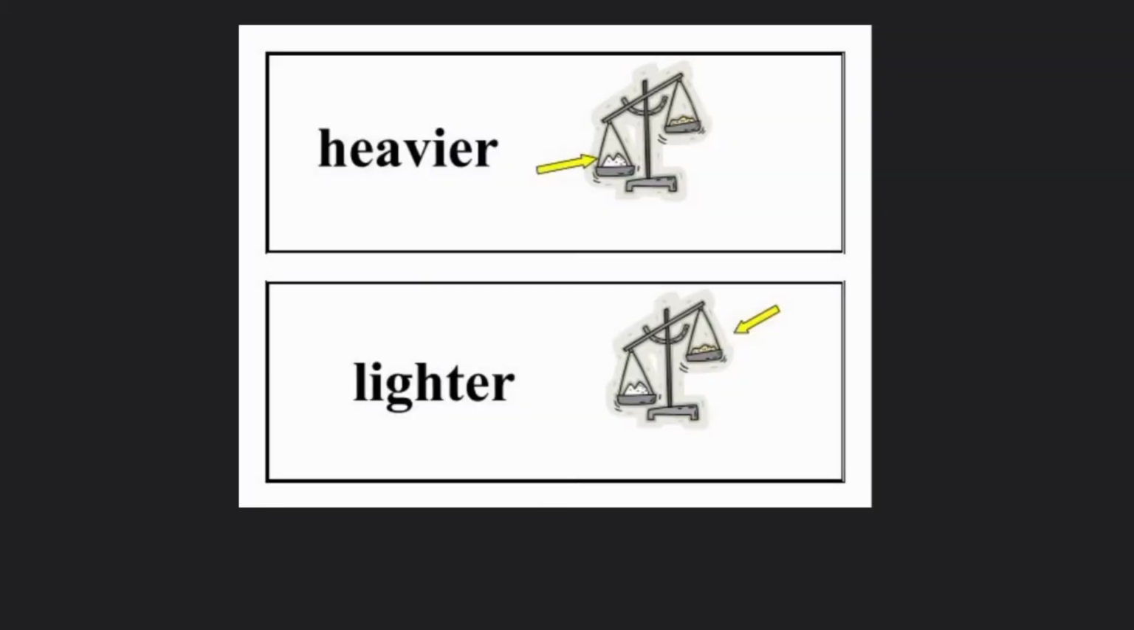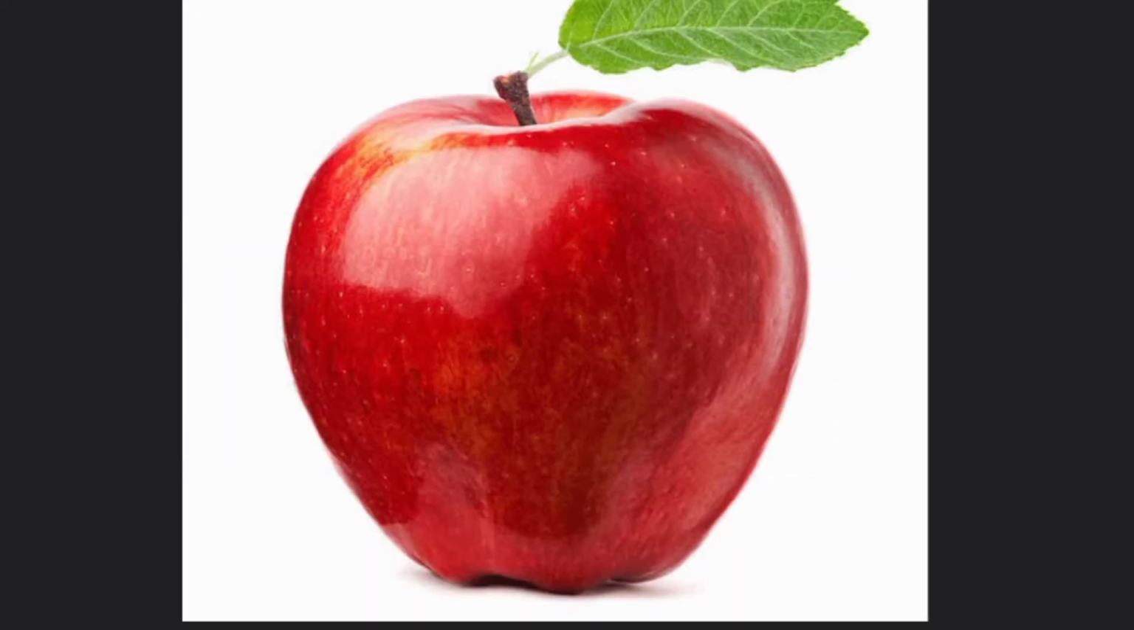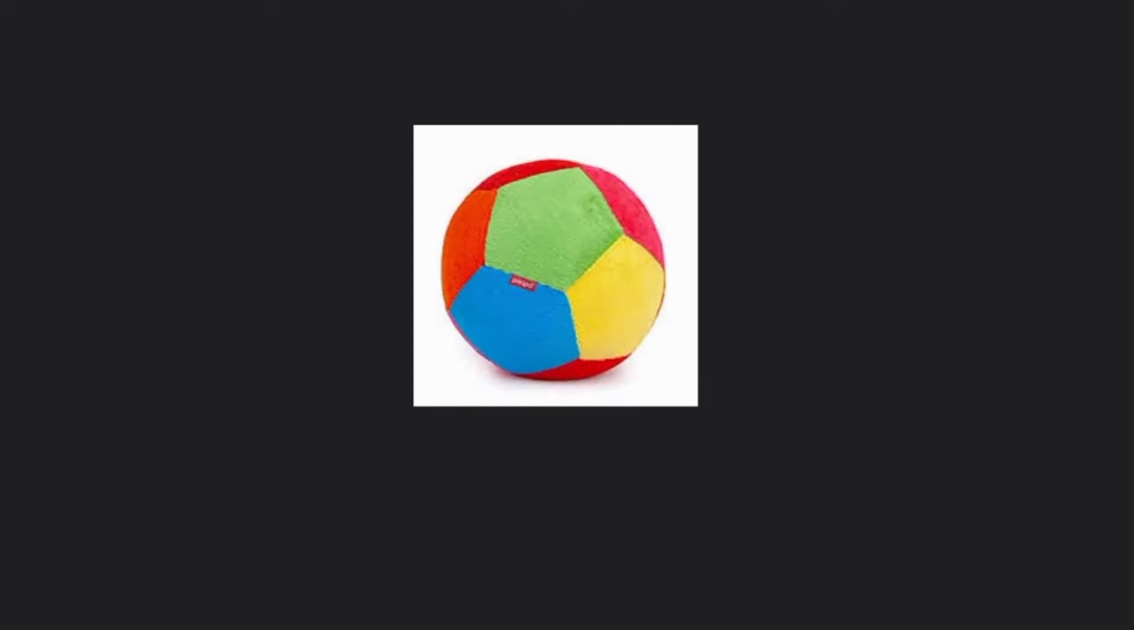Look at a ball, for instance. The ball is filled with air and is light. Now, a 3 kilogram weight is small, but it still weighs more than the big ball. Let's see a few more examples of heavier and lighter objects. Apple is heavier than the pencil. Balloon is lighter than the ball.